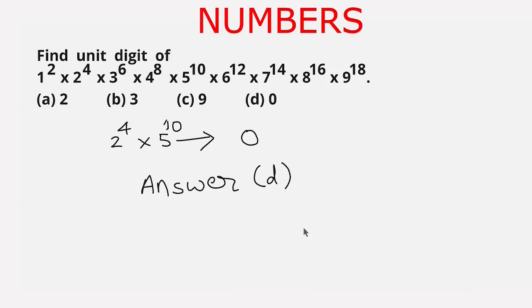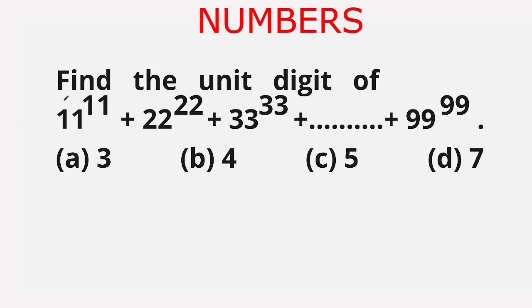We go to the next question. Our question is, find the unit digit of 11 to the power 11 plus 22 to the power 22 plus 33 to the power 33 plus, and this continues up to 99 to the power 99. The given options are option A 3, option B 4, option C 5, option D 7.